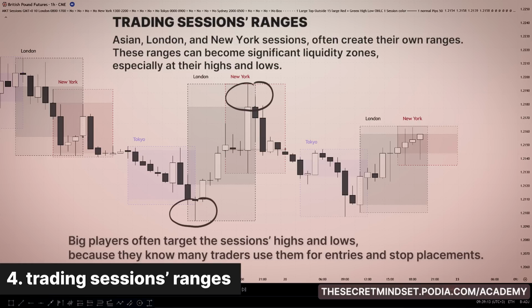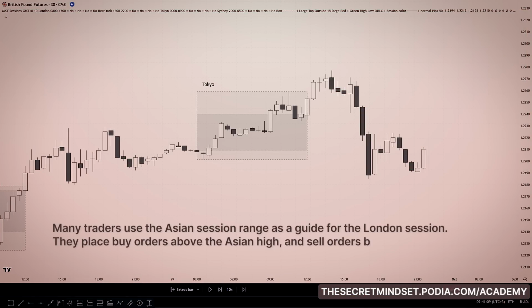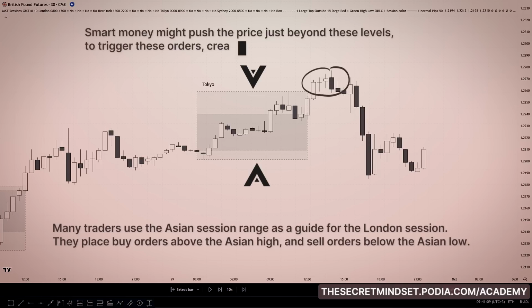Big players often target the session's highs because they know many traders use them for entries and stop placements. For example, many traders use the Asian session range as a guide for the London session. They might place buy orders above the Asian high and sell orders below the Asian low. Smart money might push the price just beyond these levels to trigger these orders, creating liquidity that they can trade against. They might spike the price above the Asian high, triggering buy orders, only to sell into this liquidity and push the price back down.